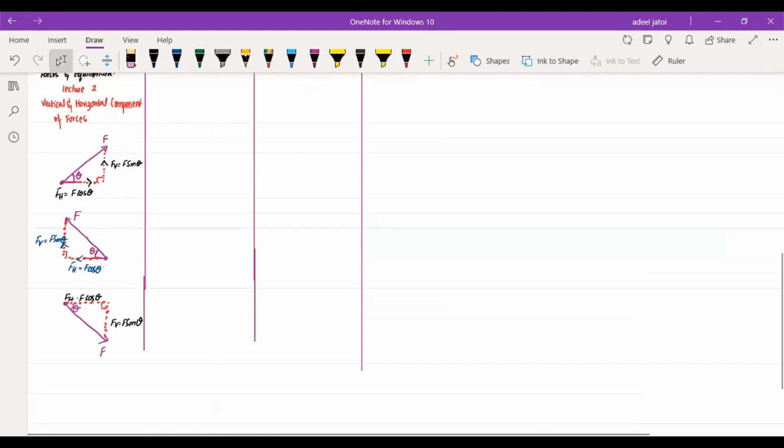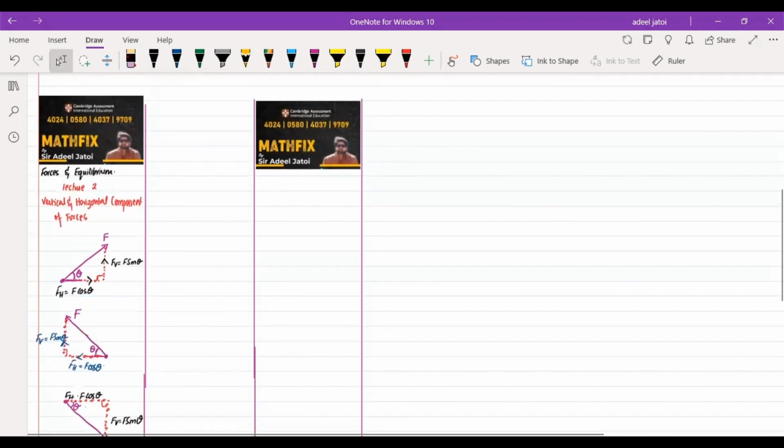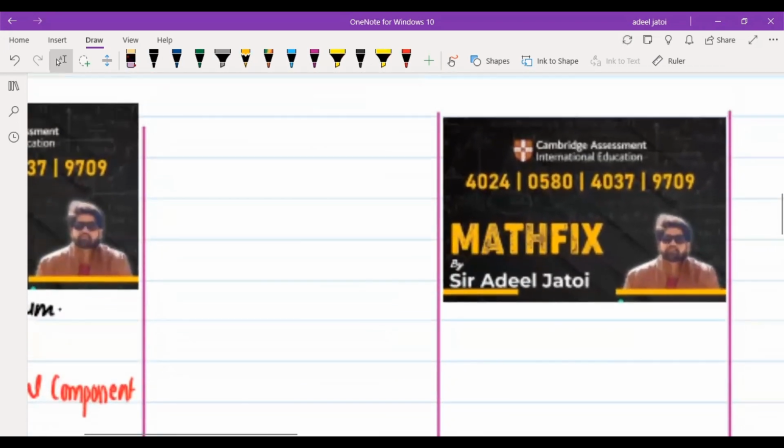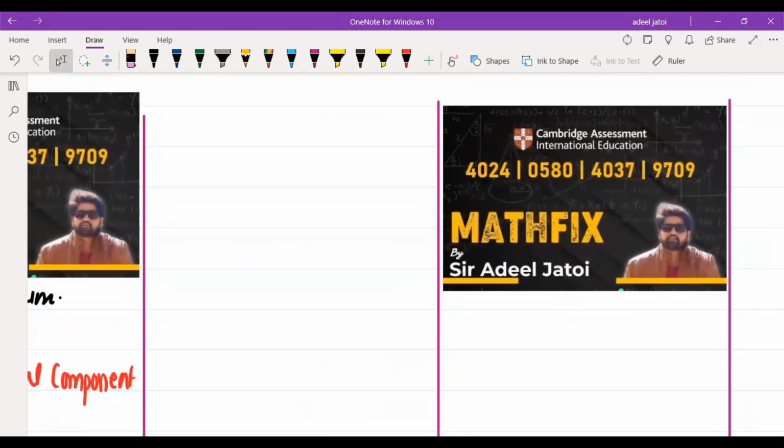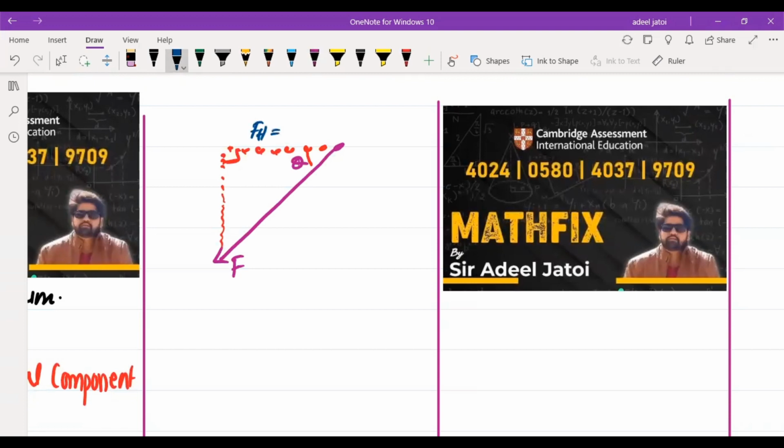And lastly, the same concept also applies on the direction where this goes like this. So again, force horizontal and force vertical create 90 degree. This becomes your theta and this is your force. So at this point, this is force horizontal, which becomes F cos theta, and this becomes vertical, that means F sine theta.